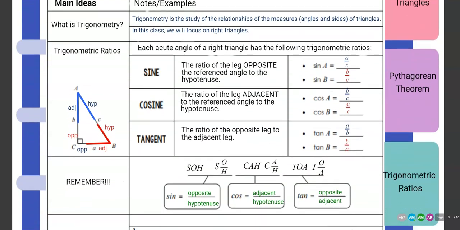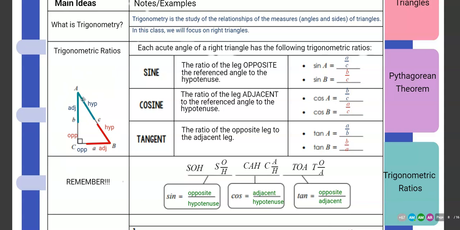There are three primary trigonometric functions that we will be using in this class. They are sine, cosine, and tangent. Sine is the ratio of the leg opposite the referenced angle to the hypotenuse. Cosine is the ratio of the leg adjacent to the referenced angle to the hypotenuse. And the tangent is the ratio of the leg opposite to the adjacent leg. So which leg is opposite, which leg is the adjacent, which leg is the hypotenuse? That's actually all very important.